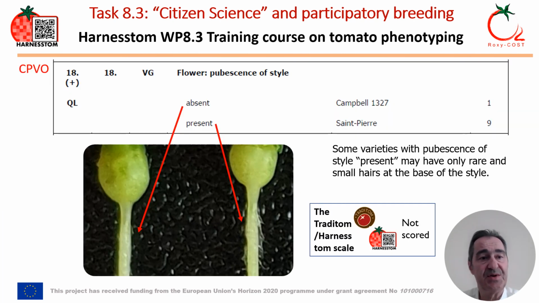A trait which is taken into consideration by the CPVO protocol, and it is hidden within the flower, is the pubescence of the basal part of the style. To detect this trait, you have to dissect the anther cone and expose the pistil. The protocol gives 2 classes corresponding to absent or present. However, a wide variation of this trait naturally occurs. We actually never score this trait in our project because it's quite tricky to carry out in the field.